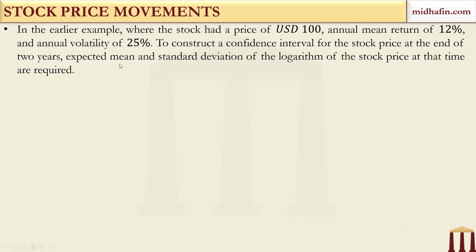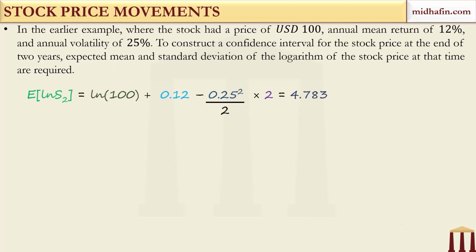For that, we know that stock prices over longer periods are log normally distributed. So first I need to find out the E of ln ST and sigma of ln ST, because we know that if ST is log normally distributed, ln of ST is normally distributed. Okay. So the normal distribution confidence interval I can easily find out. Then I can just transform it to find the stock prices. So first I find the E of ln S. It turns out to be 4.783.